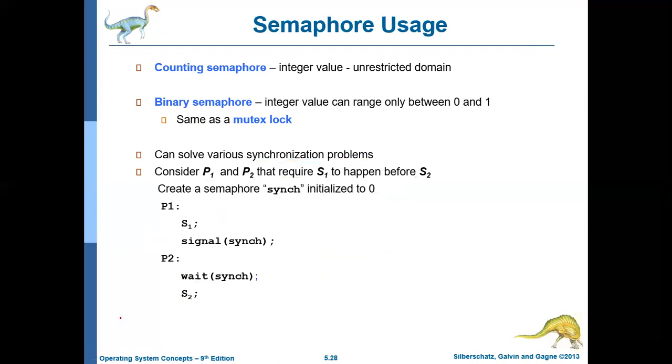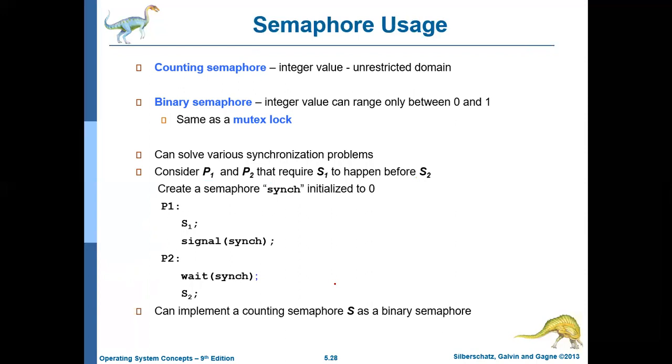So this is about semaphores. A counting semaphore can be implemented as a binary semaphore. A binary semaphore is nothing but a semaphore which takes values between 0 and 1. If a counting semaphore takes only values between 0 and 1, then it can be called a binary semaphore.